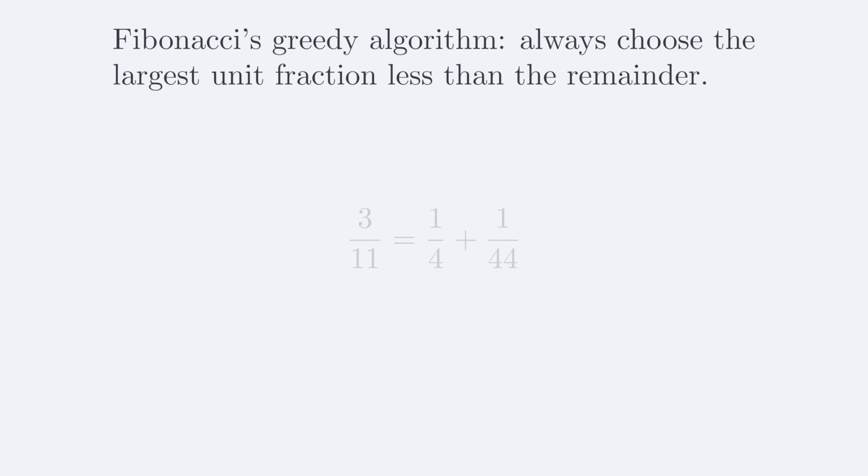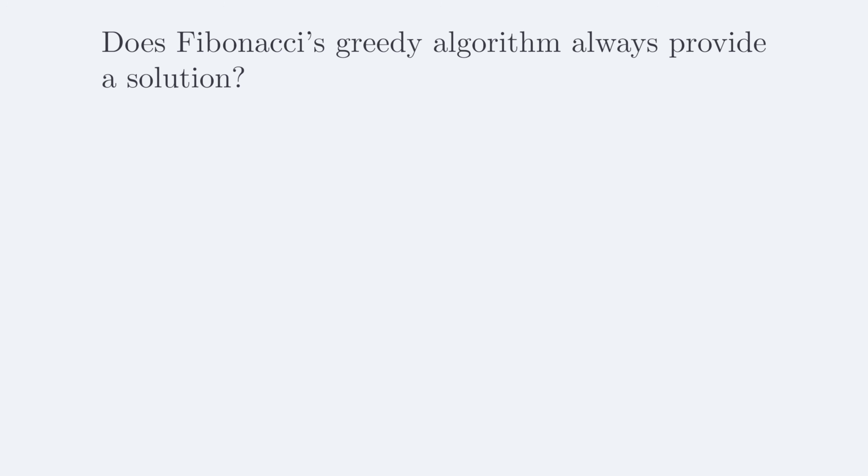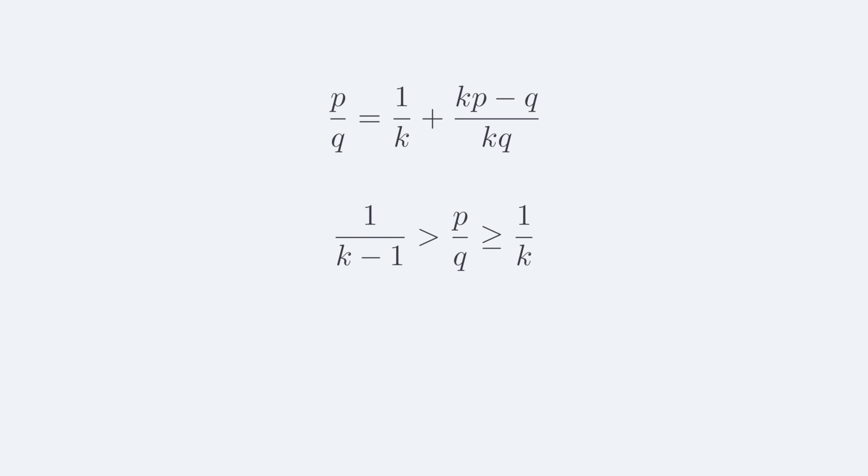But does Fibonacci's greedy algorithm always provide a solution? Suppose the first term is 1 over k, and the remainder is kp minus q over kq. Because 1 over k is the largest possible fraction, 1 over k minus 1 is greater than p over q. After some basic algebraic manipulation, we see that p is greater than kp minus q.